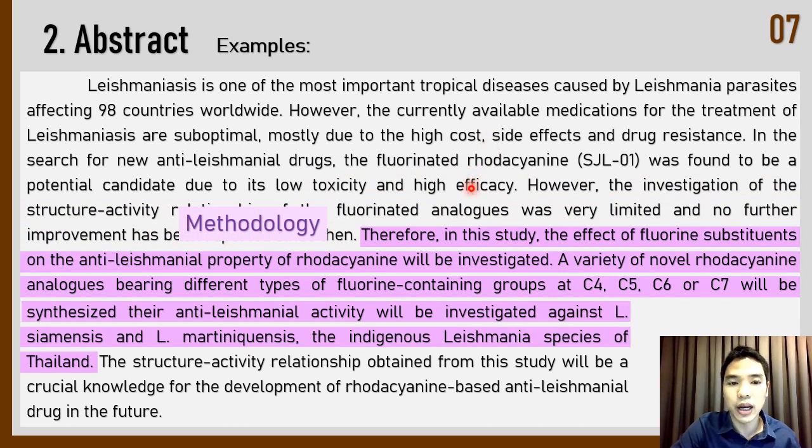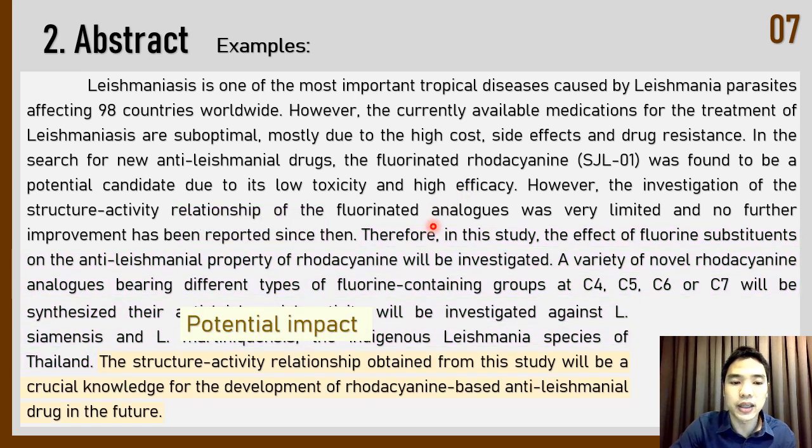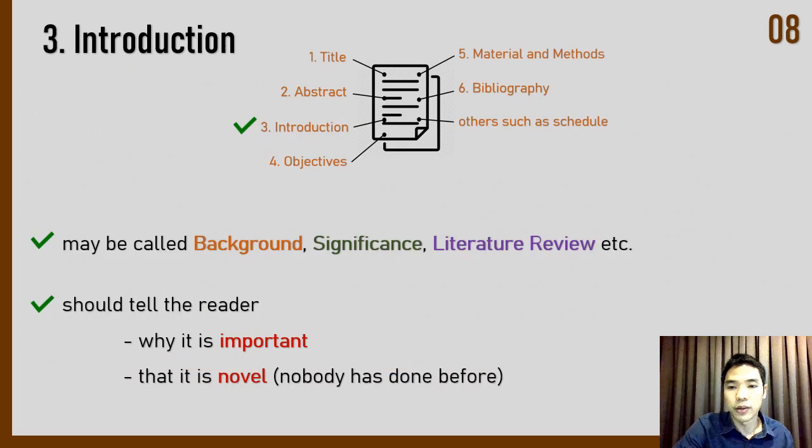Next, you need to clarify how your research will be done in the methodology part. And lastly, you need to clearly elucidate the potential impact if you carry out the research successfully: what will you achieve from your research. So let's move on to the introduction part.